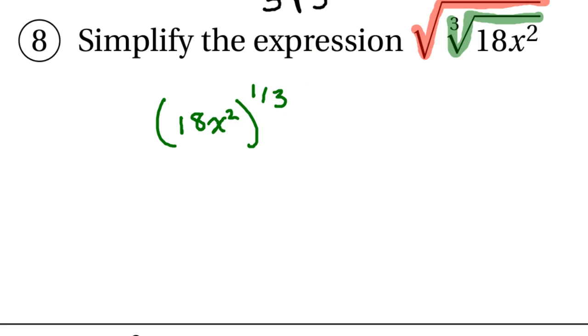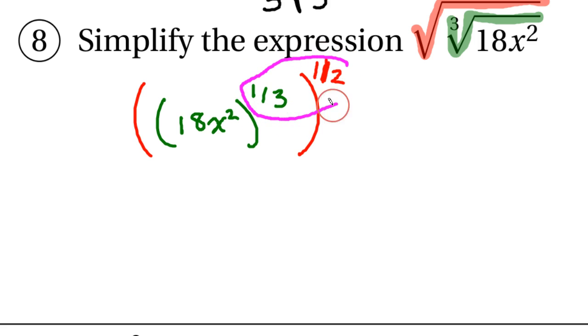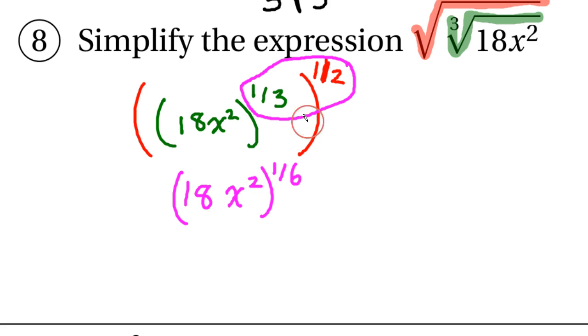Then I can say, oh, we can take the red radical and do the same thing and say that that's really 1/2. So now that we've taken care of the radicals, we can say, okay, starting on the outside, working our way in, 1/2 times 1/3. So this is going to give me 18x squared to the 1/6.